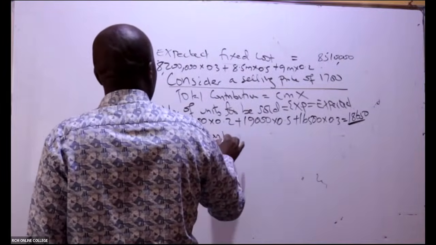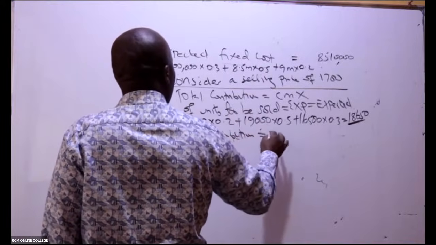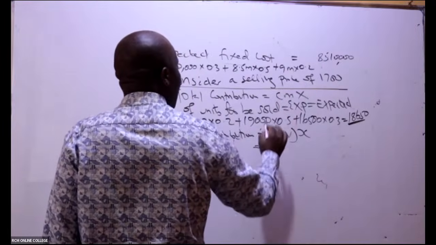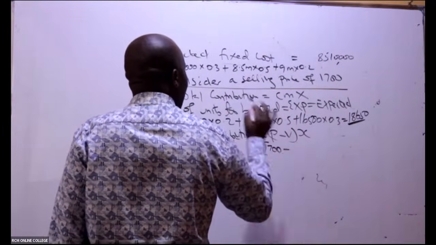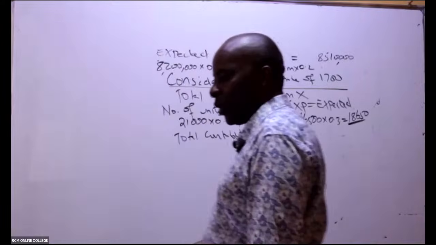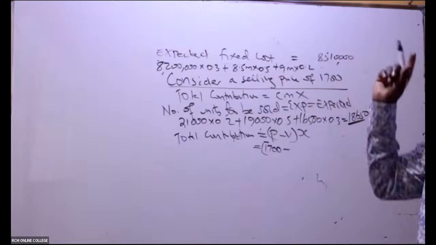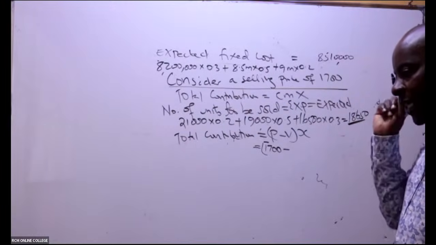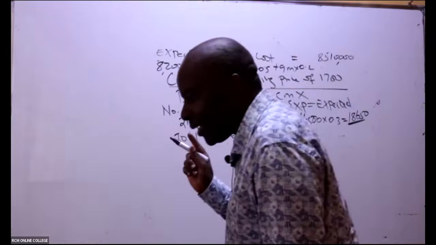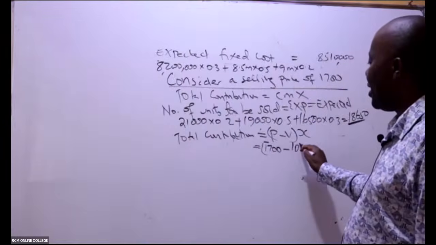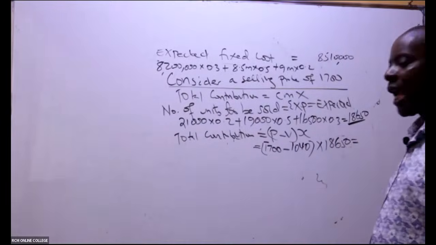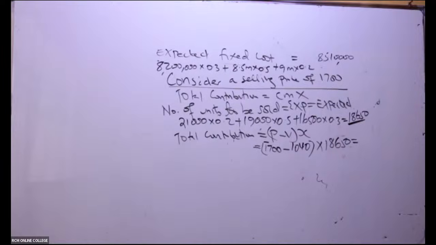Total contribution will be price minus variable cost times number of units. If I'm considering 1,700, the price will be 1,700. What is the variable cost, ladies and gentlemen, that we have discussed to work with in the future? Do we have the expected variable cost? Do you still remember that figure of 1040? Yes, 1040, times now this number of units, which are 18,650.